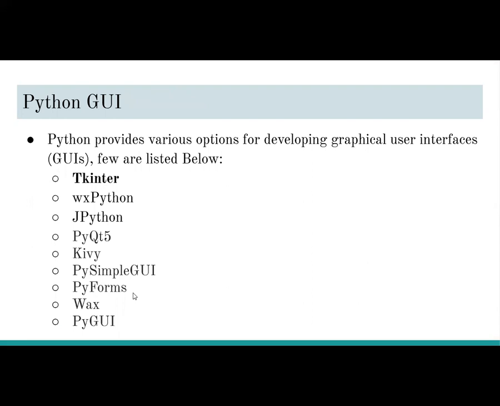Python GUI. Python is a programming language, but it is also used to create a GUI. You all know what a GUI is: a graphical user interface. Again, it is not the case that we can only use tkinter. A number of different options are there, like wxPython, JPython, Wax, PyGUI, Kiwi, PyQt5. Such different options are available to create a GUI using Python, but today we are going to focus on tkinter.